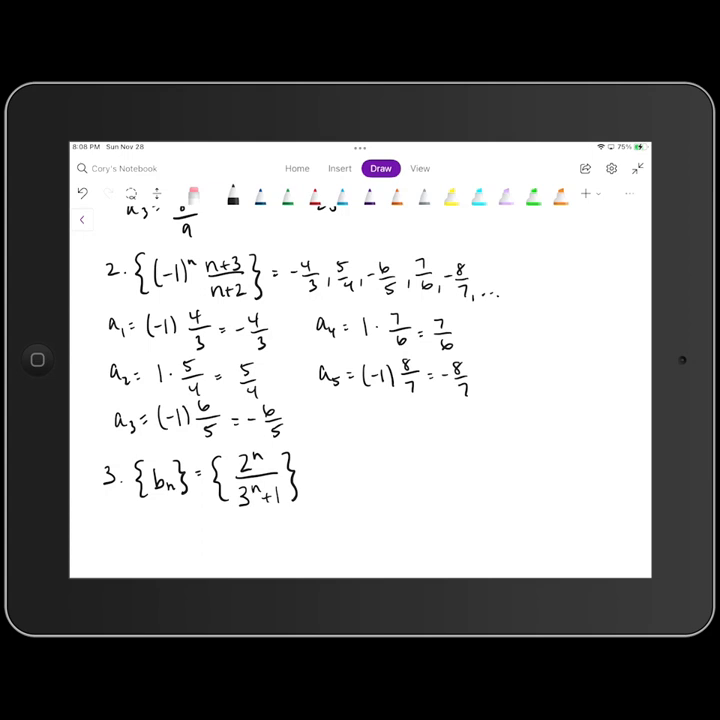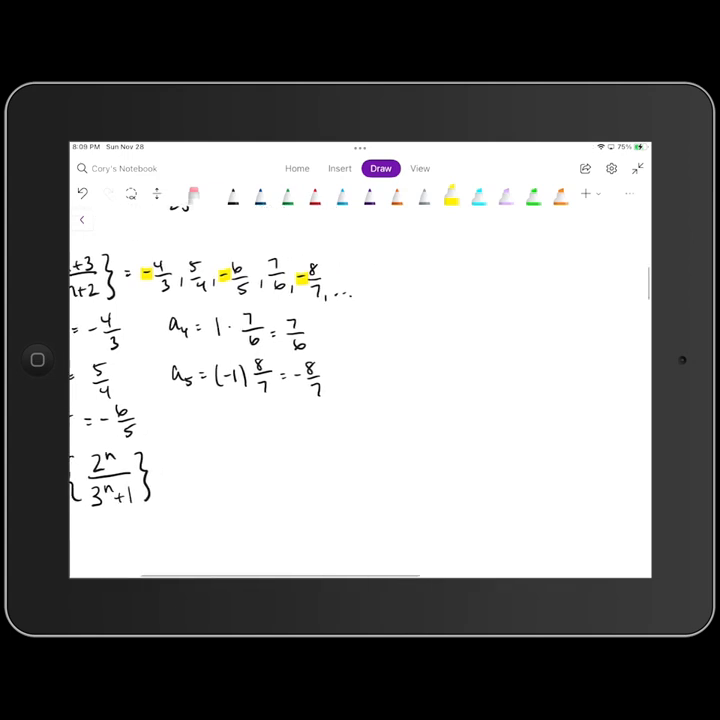Now, when you look at the terms of this sequence, we see that the terms alternate, where the first term is negative, the second term is positive, the third term is negative, the fourth term is positive, and the fifth term is negative. So if terms alternate from negative to positive or positive to negative, that sequence has a special name. And the name of that sequence is what is called an alternating sequence. Okay, so an alternating sequence is a sequence where each term alternates from positive to negative or negative to positive.